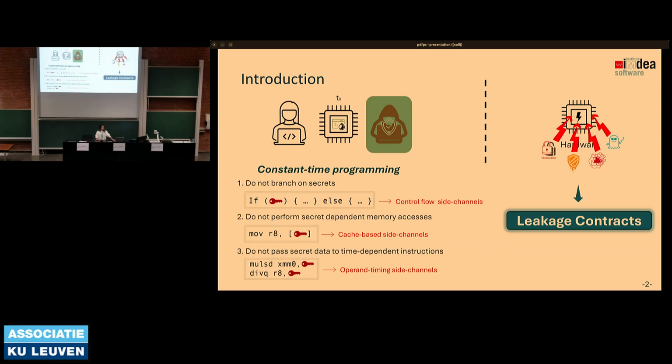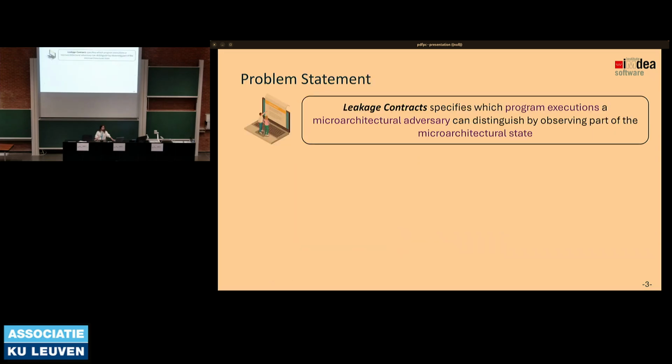So leakage contracts have been recently proposed as a solution for this problem, as they allow us to define at the program level the information leaked via microarchitectural side channels. So we can use these leakage contracts as the guidelines to know how to write constant time code to be secure. More specifically, the leakage contracts specify which program executions an adversary can distinguish by observing part of the microarchitectural state.